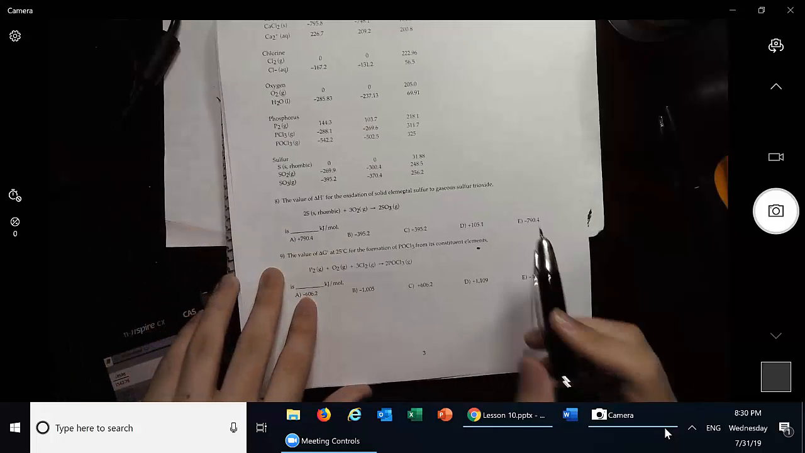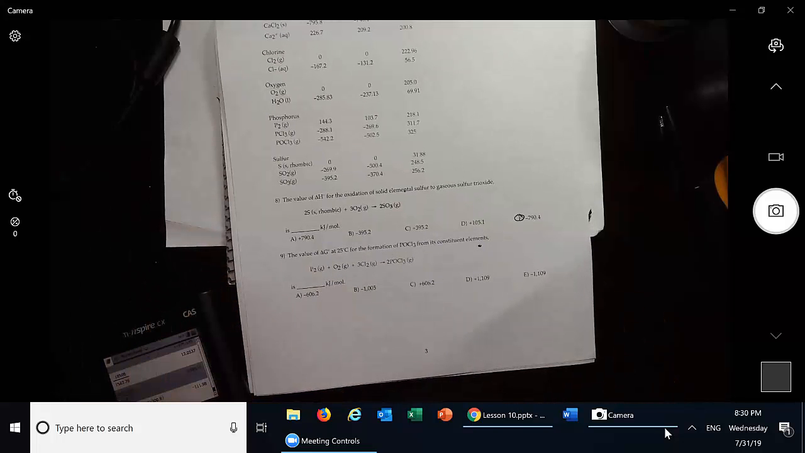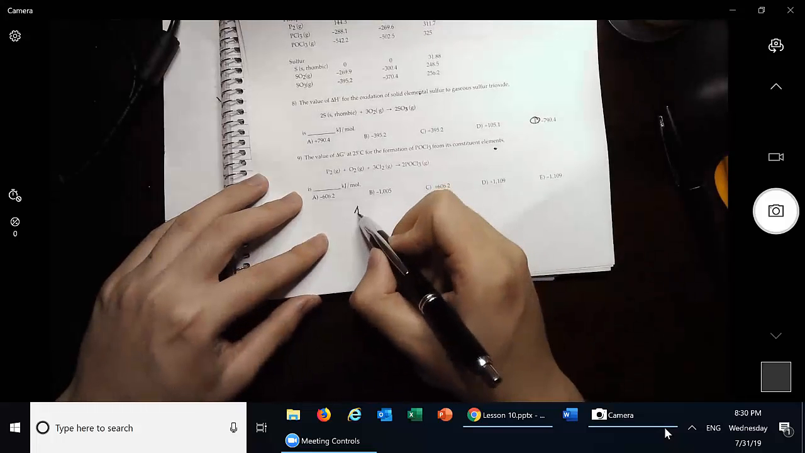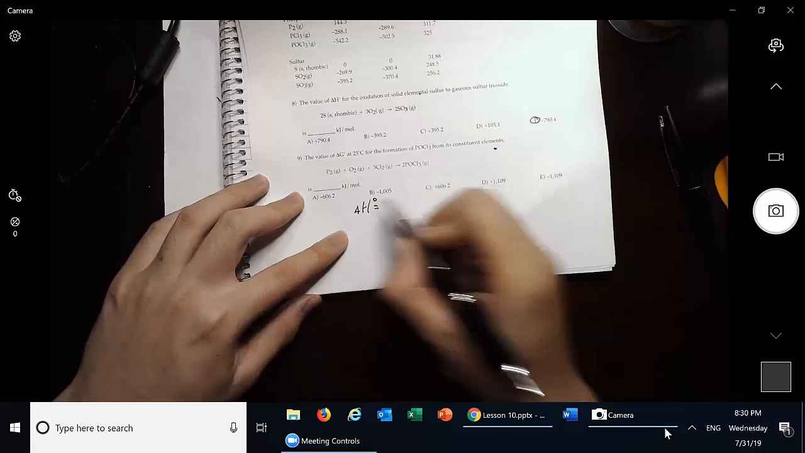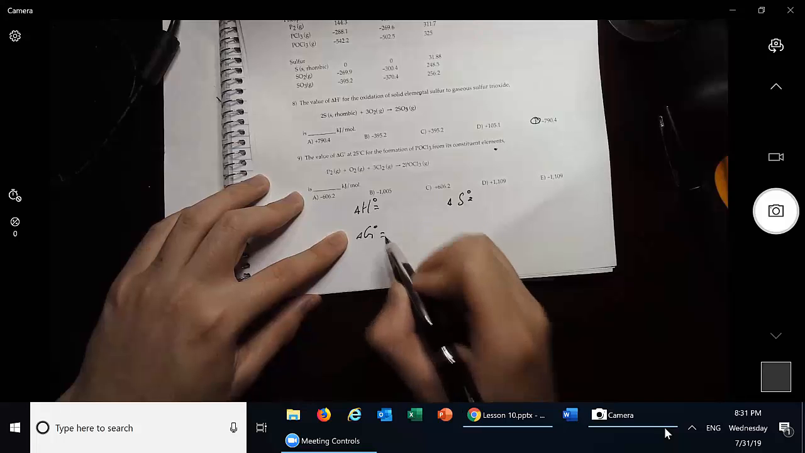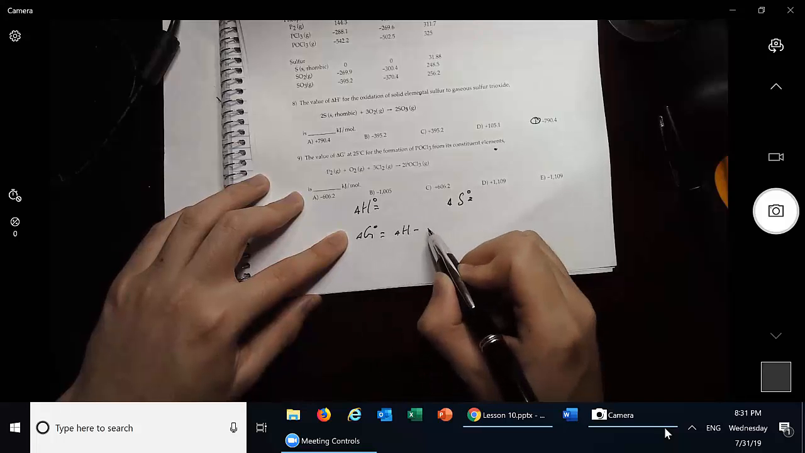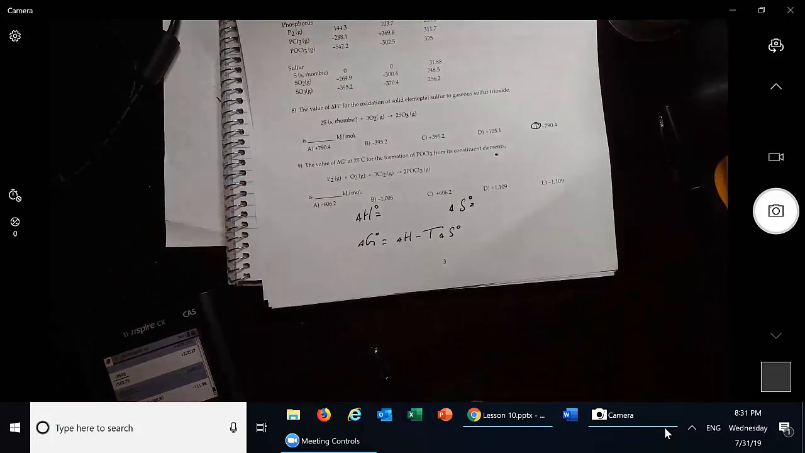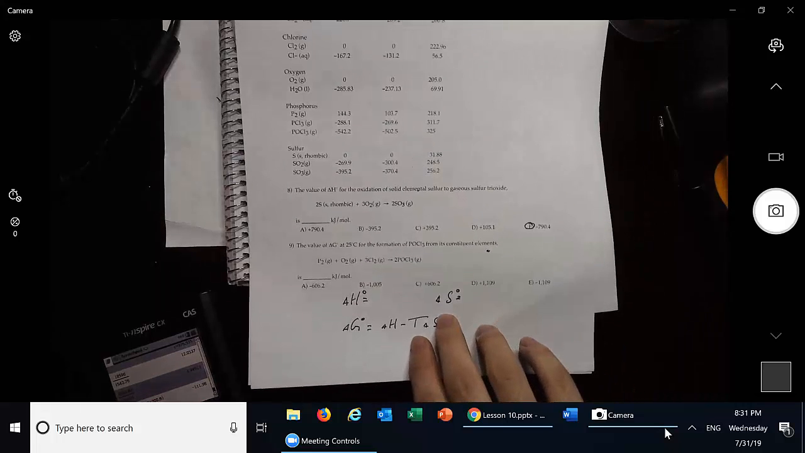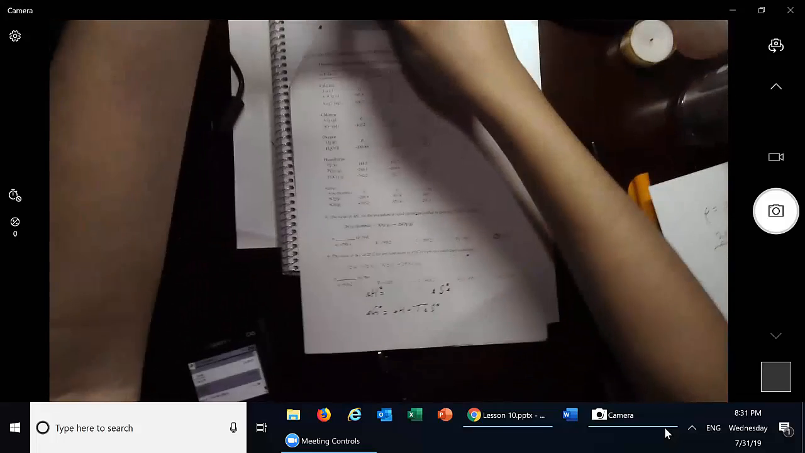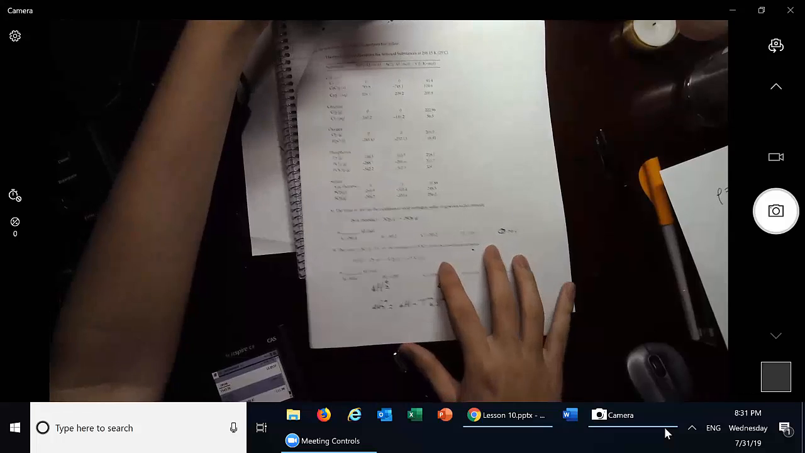So we already did this one. Okay, 9 is a bit more complicated. So let's break it down into steps. First, calculate delta H, and then calculate delta S. And then remember delta G naught equals delta H minus T delta S. So can we do problem 9?